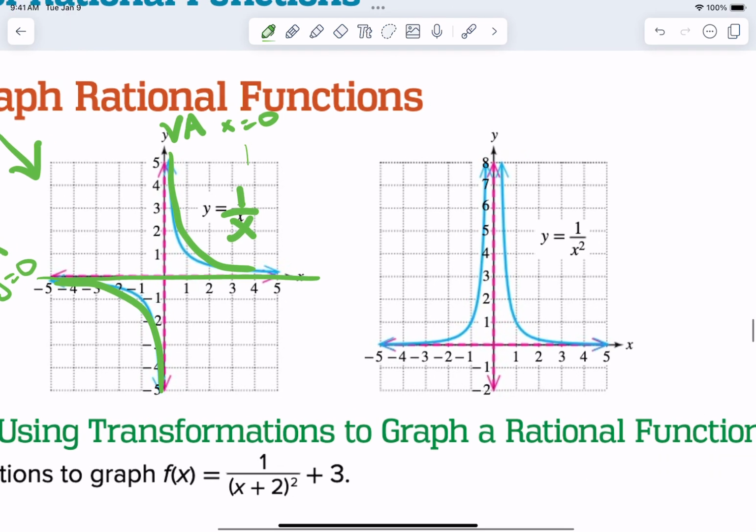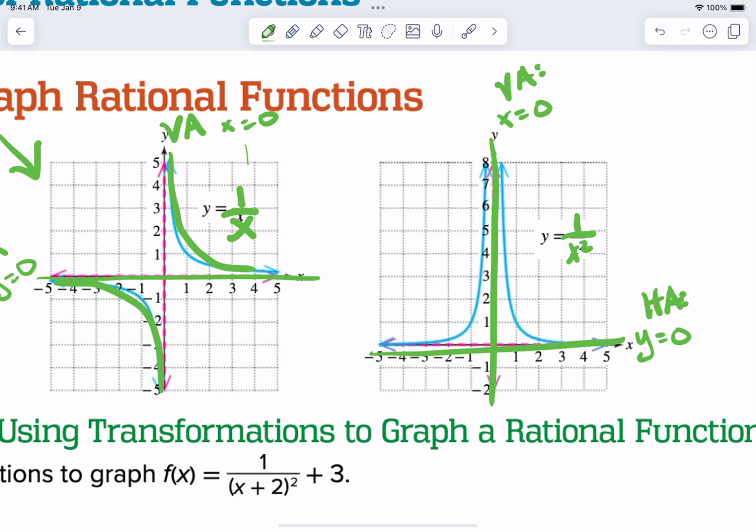1 over x squared is that volcano. You should kind of know what that parent function looks like. He also has a VA and a HA at x equals 0 and at y equals 0. HA is at y equals 0. VA is at x equals 0. Good? Just remember what those guys look like. 1 over x squared. Got it?